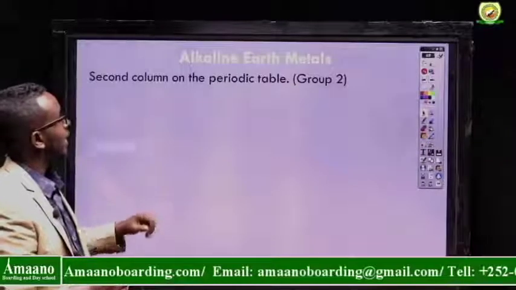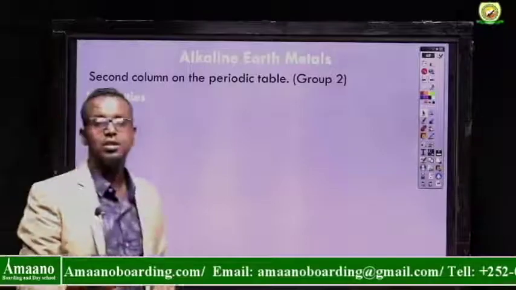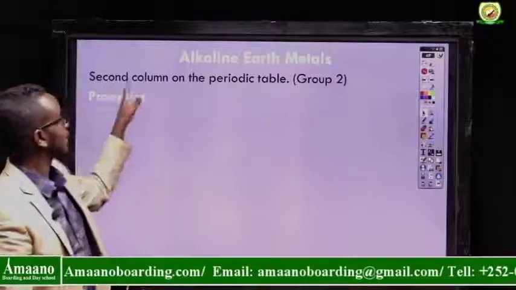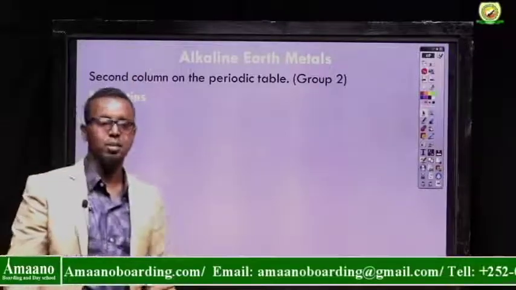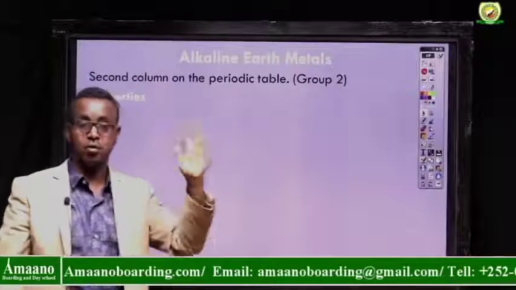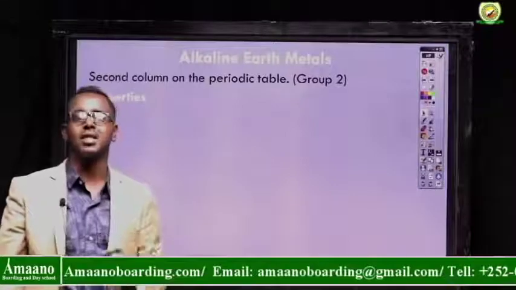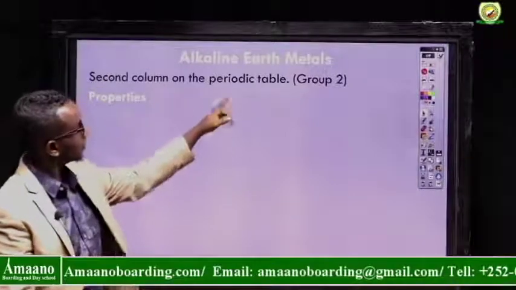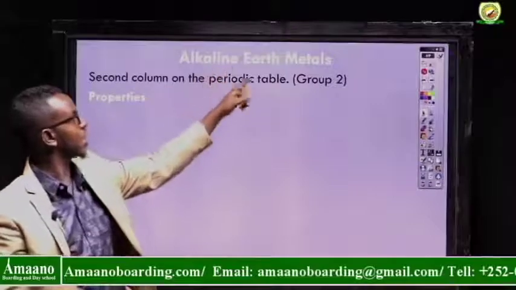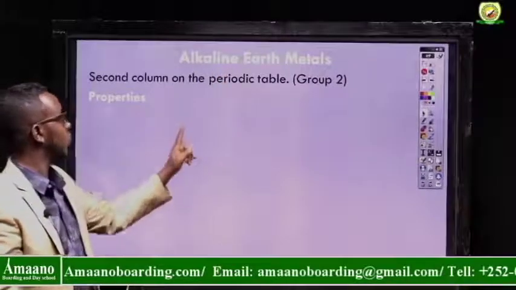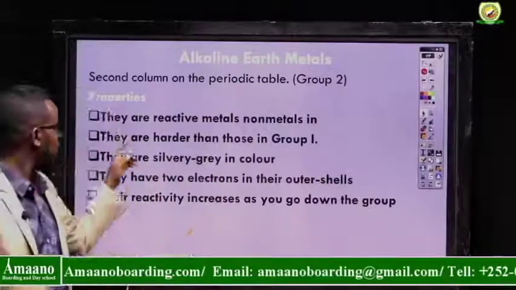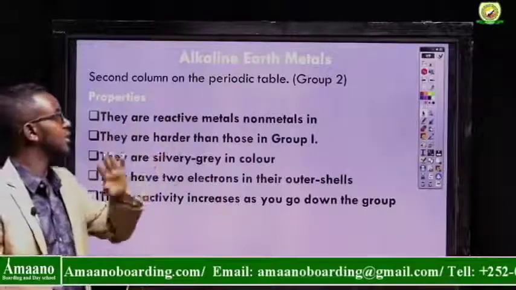What about alkaline earth metals? This is group 2, alkaline earth metals. So this is the second column. As we already mentioned, the previous group was group 1, the first column. So this is the second group of the periodic table. The common name is alkaline earth metals. So they have properties similar to group 1. Consider these properties. They are reactive metals.